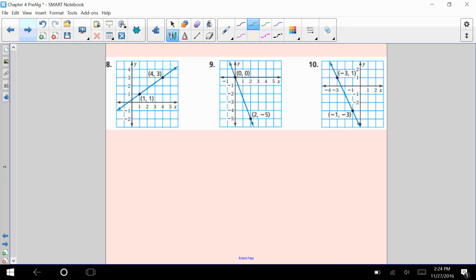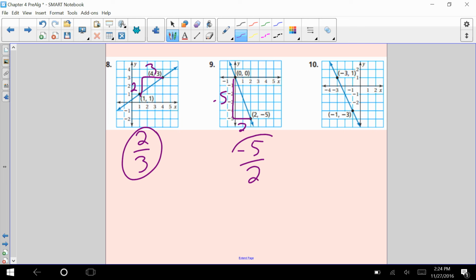So try these three. Try to find the slope of each of these lines. For the first one, we'll draw our triangle. We go up 2 and over 3, so our slope is 2 over 3, or 2/3. For the second one, we draw our triangle. We go down 5, so that's a negative 5, over 2. So it is negative 5 over 2. Again, do not make that a mixed number. And for the third one, we go down 4 over 2. So it's negative 4 over 2, which simplifies to negative 2.